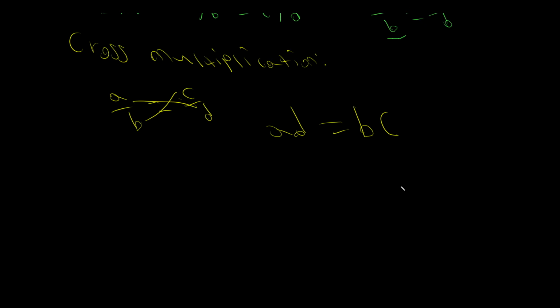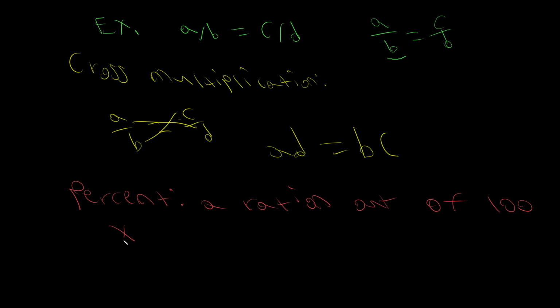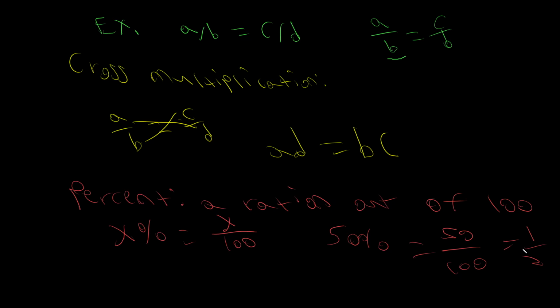Now we have percent. A percent is a ratio out of 100. So let's say you have X percent. That's the same thing as X divided by 100. So like 50%, you have half of something, right? That's the same thing as 50 divided by 100 or 1/2. So that makes sense.